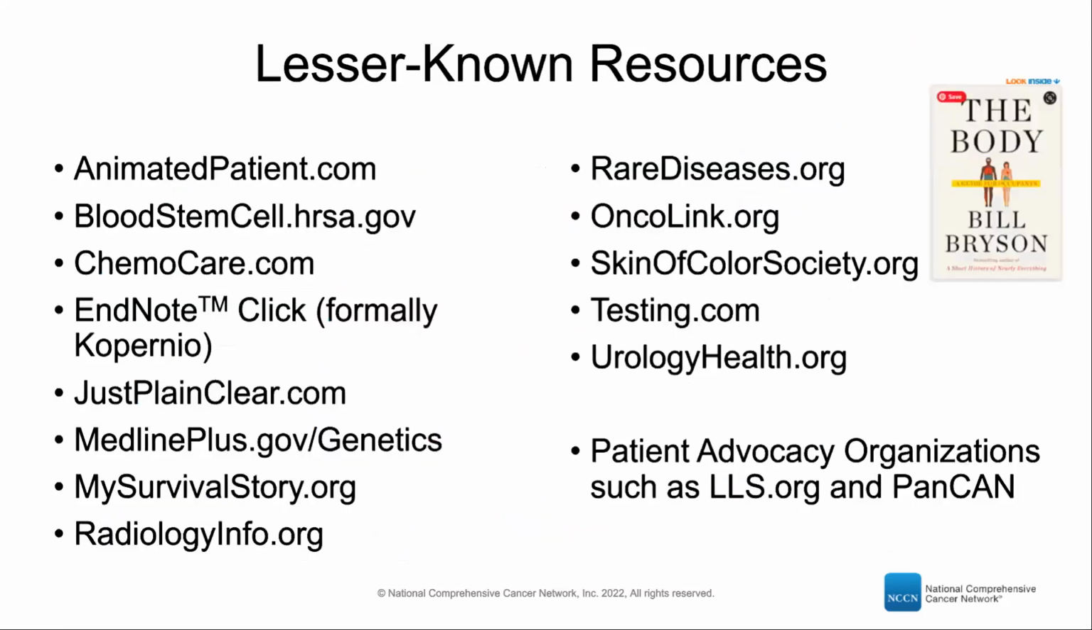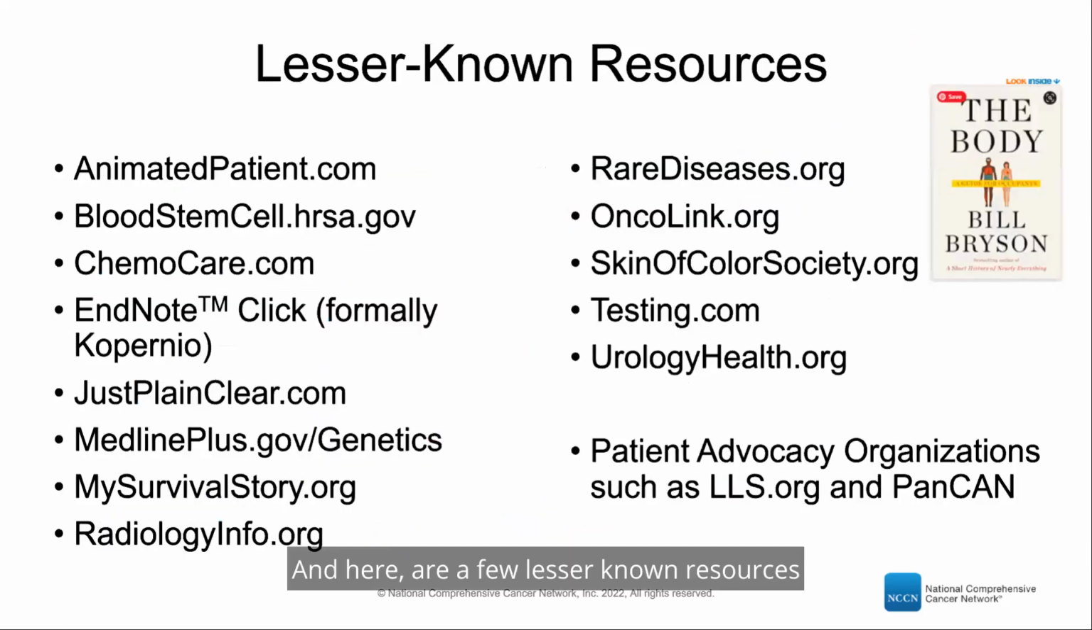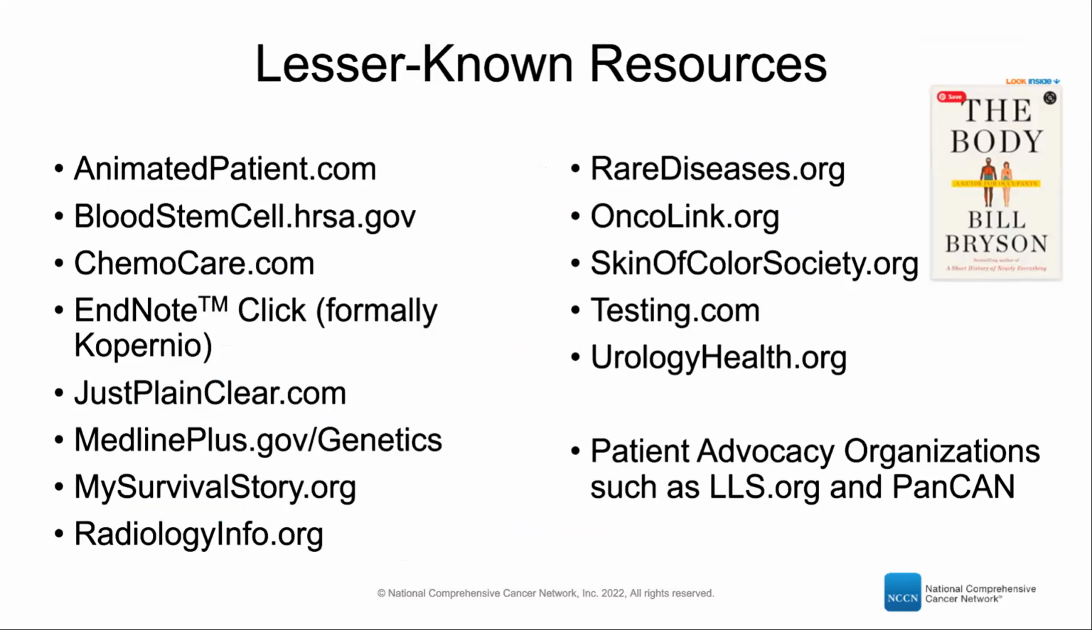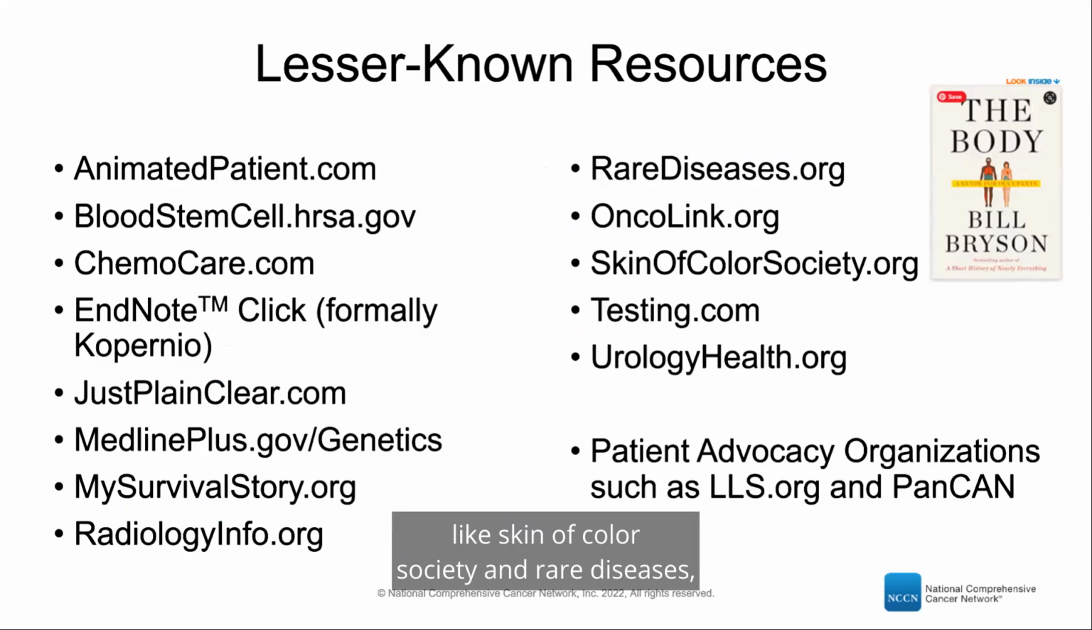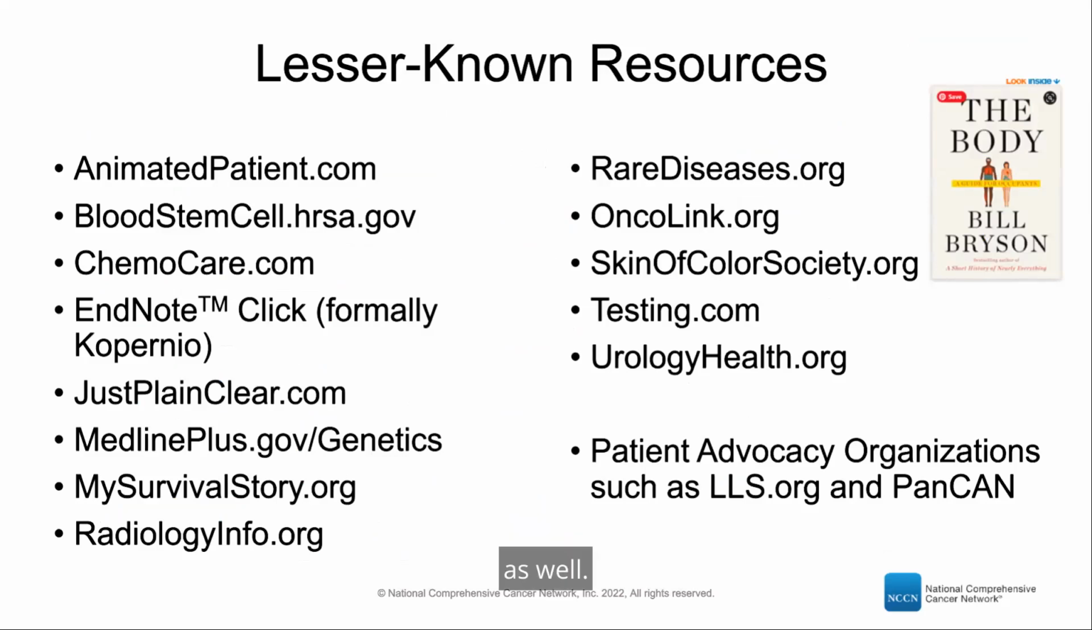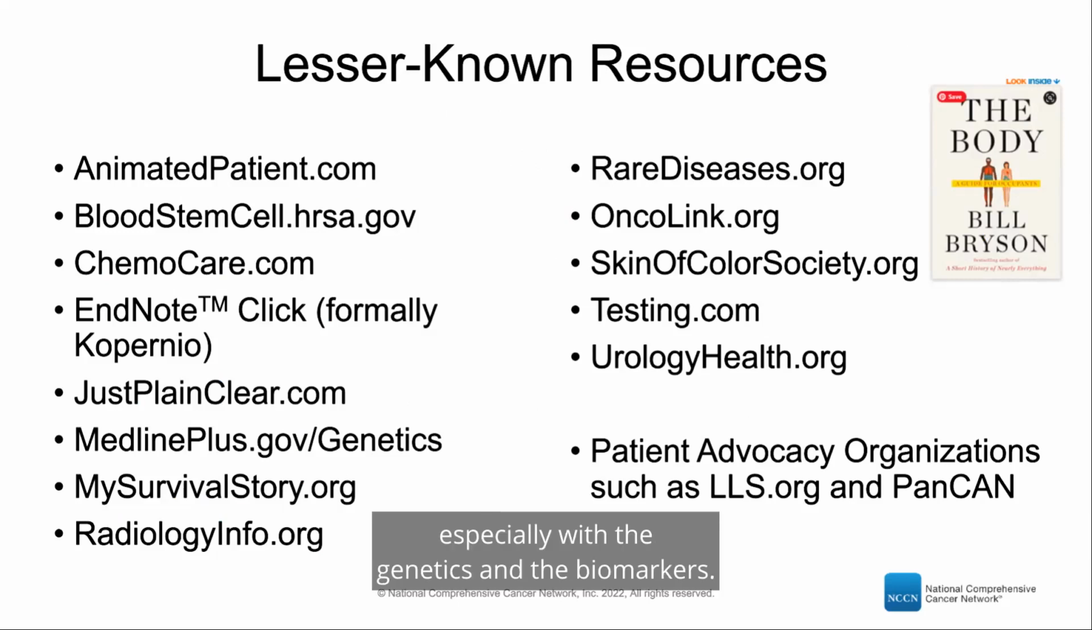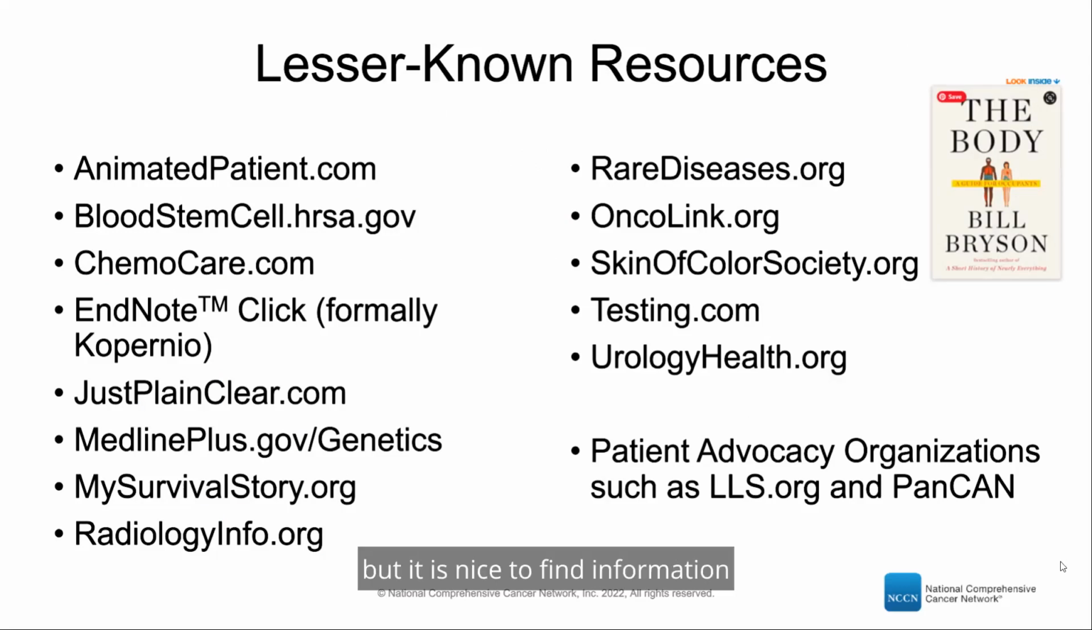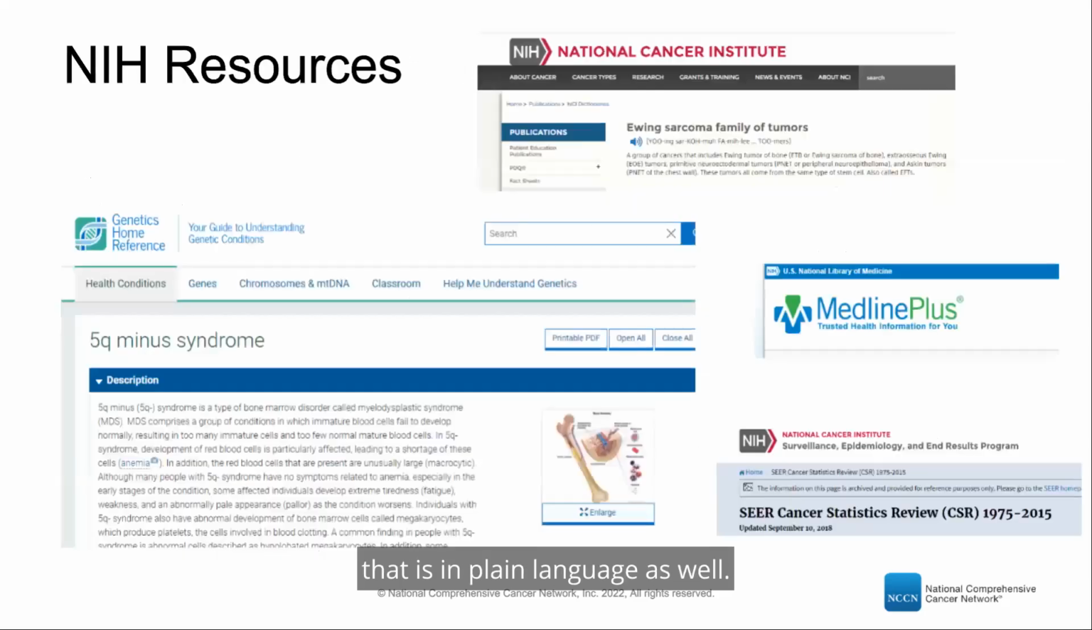And here are a few lesser known resources that I highly recommend. I've included some of my favorites, like Skin of Color Society and rarediseases.org. There are a lot of great websites out there. I'm sure you have plenty as well. My Survival Story, MedlinePlus, especially with the genetics and the biomarkers. We had genetic and biomarker information on our website, but it is nice to find information that is in plain language as well.